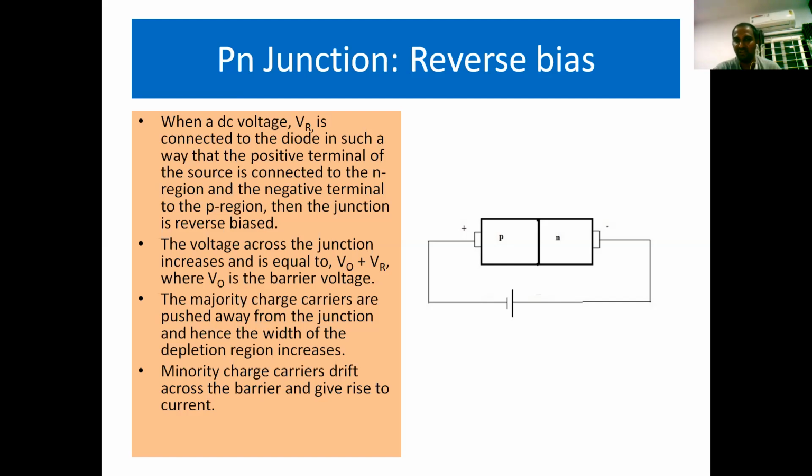As the reverse potential VR is increased further, more and more charge carriers move away from the junction. As a result, the width of the depletion region increases. The current flow is minimum. But for the minority charge carriers which are present in both the p-type and n-type pieces, the reverse bias condition becomes forward bias for them. That's why a small amount of current will flow. Such a small amount of current which flows due to the drift of minority charge carriers is called either reverse current, leakage current, or dark current.